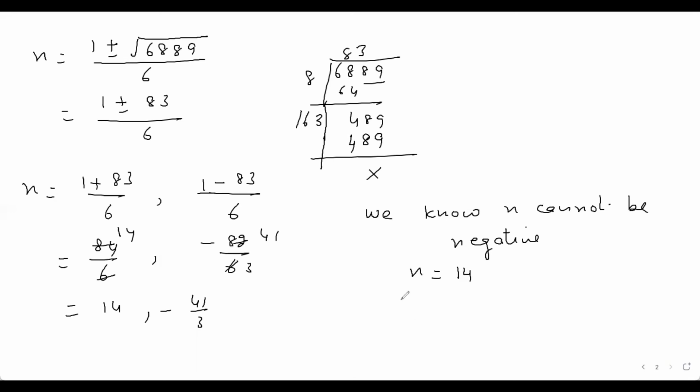Since I am to find the value of x, which is equal to 3n minus 2, just substitute the value of n. It is 3 into 14 minus 2. 42 minus 2, that is equal to 40.